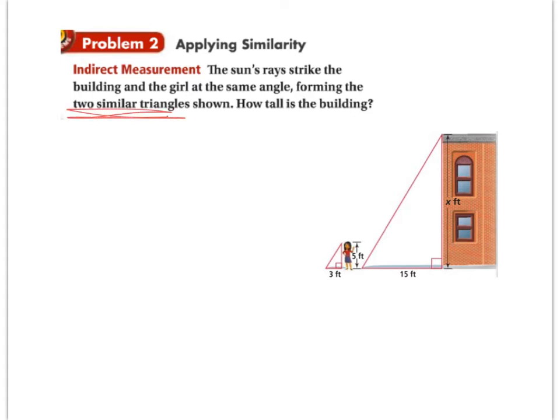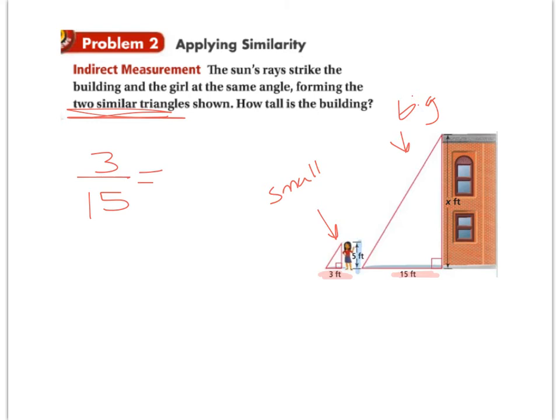How tall is the building? So again, I have a small triangle and I have a big triangle. I'm going to need to set up proportions based on the given measurements that we have. So I'll begin by taking 3 and matching that up with 15. So it's going to be like saying the base of the small triangle matches up with the base of the big triangle. And next I'm going to go to another side of my triangles.